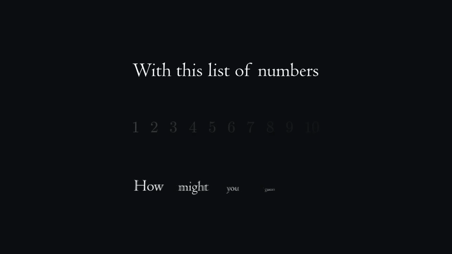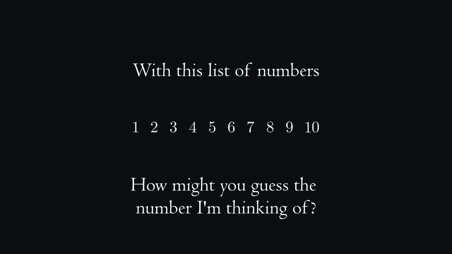With this list of numbers, how might you guess the number I'm thinking of? Well, maybe you start guessing randomly. Or perhaps you said, I'll guess one at a time, like so. By the way, this is called linear search. Oh, looks like you got the number. Well, of course you did. These are both possible ways of guessing the number.